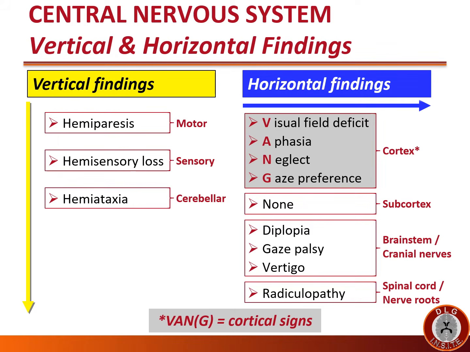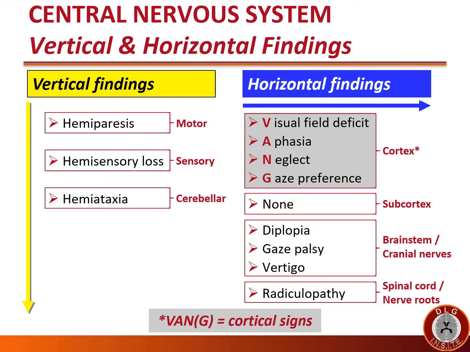A patient with a lesion in the motor pathway will result in weakness on one side of the body, called hemiparesis. A lesion in a sensory pathway will lead to hemisensory loss, sensory deficit on one side of the body, and a lesion in the cerebellar pathway will lead to hemiataxia, ataxia or lack of coordination on one side of the body.